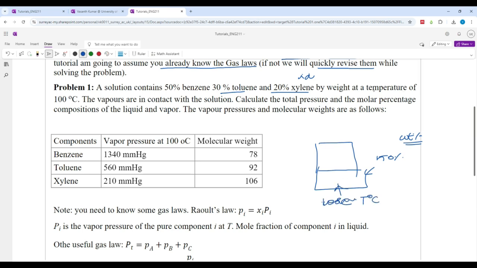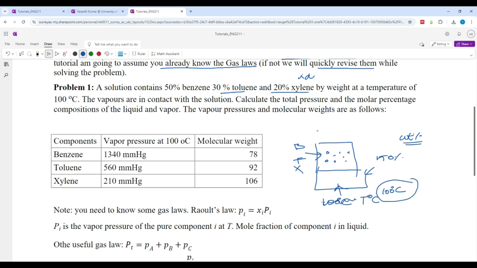If it is at a temperature of 100 degrees centigrade, then we can expect some partial vaporization. Which means when T is equal to 100 degrees centigrade, this solution should have partially vaporized, and then it should exert some pressure on the top portion. So you have different molecules here, which will contain benzene, toluene, and also xylene. The whole system is maintained at 100 degrees centigrade.